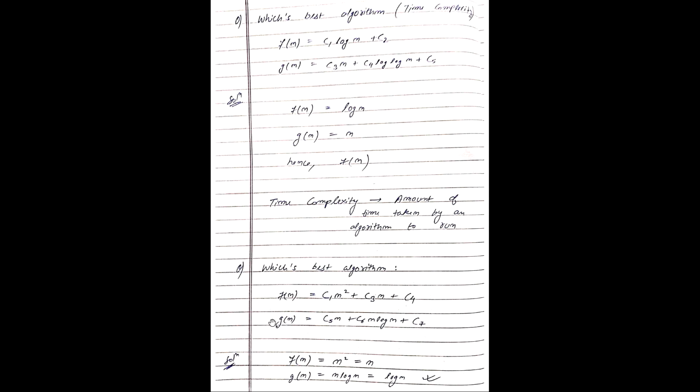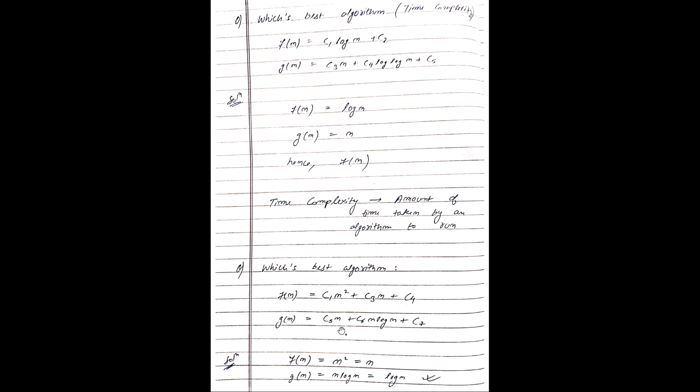For function fn, you would drop c4, you would drop c3n, you would only have c1n square. After dropping c1 from this n square, because it's the leading constant term, for fn it would only be n square. For gn, you would drop c7, you would drop n.